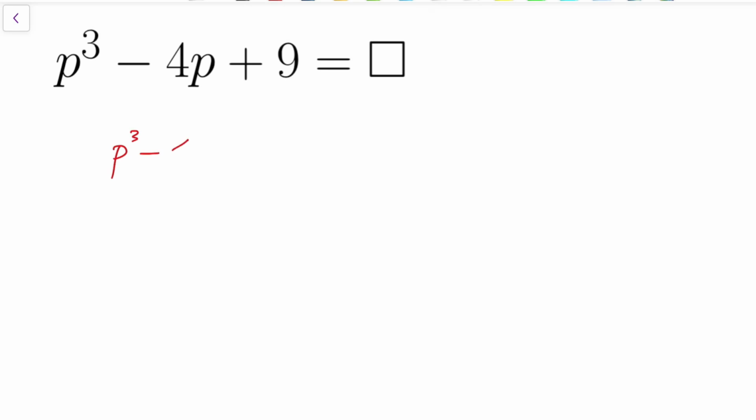A more precise way to write this equation would be to say p cubed minus 4p plus 9 equals x squared, for some non-negative integer x.